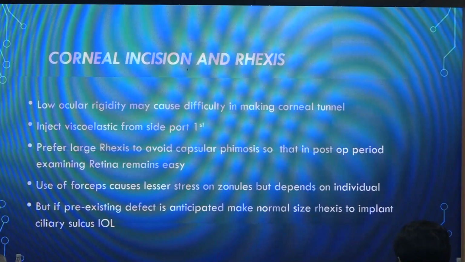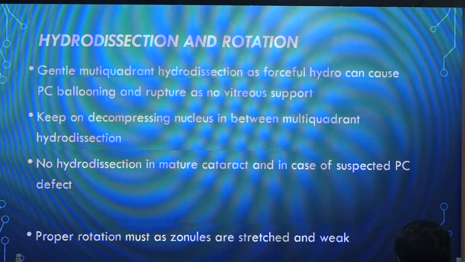Coming to incisions and rexes, low ocular rigidity may cause difficulty in making the corneal tunnel, so inject viscoelastic thoroughly through the side port. Prefer larger rexes to avoid capsular phimosis, so that in the post-op period examining the retina remains easy. Use of forceps causes lesser stress on zonules, but it depends on individual choices. But if a PC defect is anticipated, make a normal size rexis to implant a ciliary sulcus IOL. You may need the support of the intercapsule here.